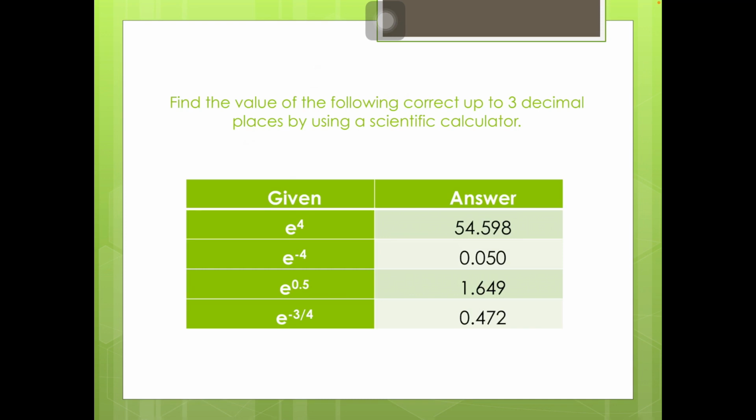So let's try to find the value of the following. Correct up to 3 decimal places by using your scientific calculator. For e raised to 4, you should have an answer of 54.598. For e raised to negative 4, you will have 0.018. For e raised to 0.5, you will have 1.649. For e raised to negative 3/4, you will have 0.472.